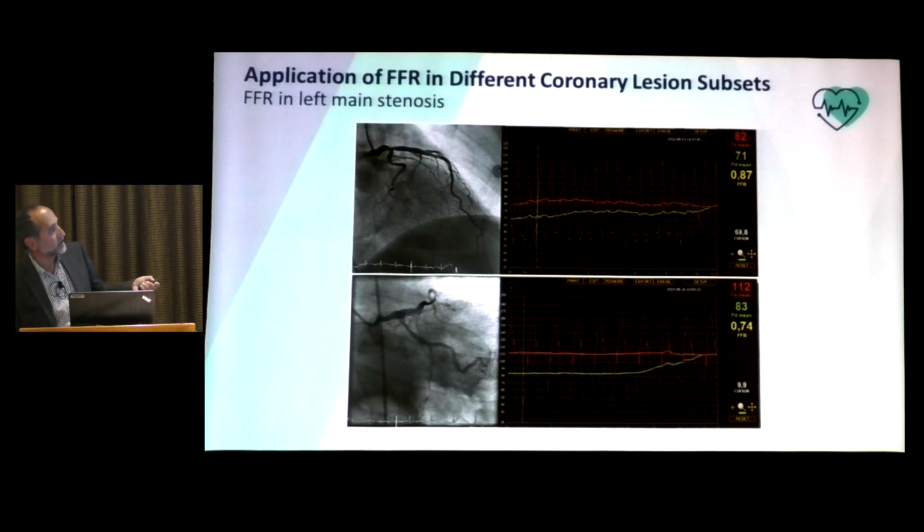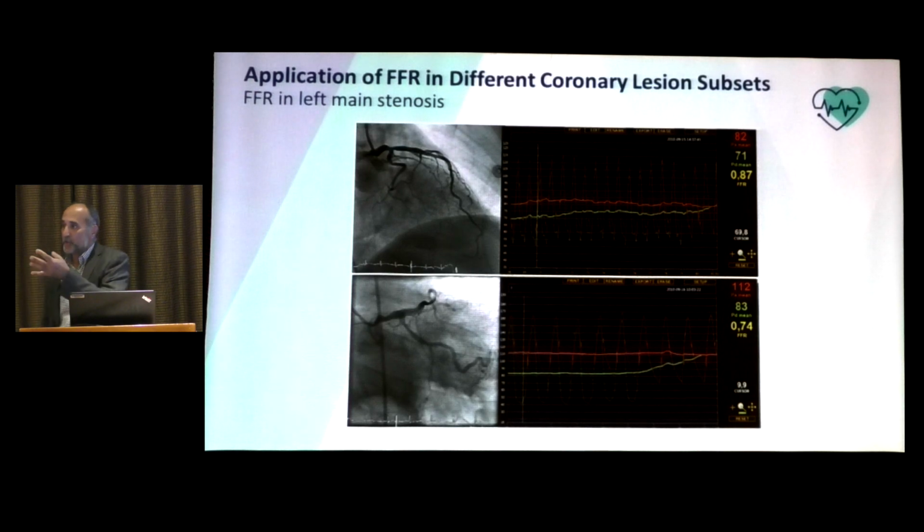What about left main stenosis? Those who attended Dr. Al-Haddad's lecture heard him talk about the left main. The left main creates a lot of problems for us interventionalists because it's very difficult to assess the ostium and it's also very difficult to assess the distal lesion.